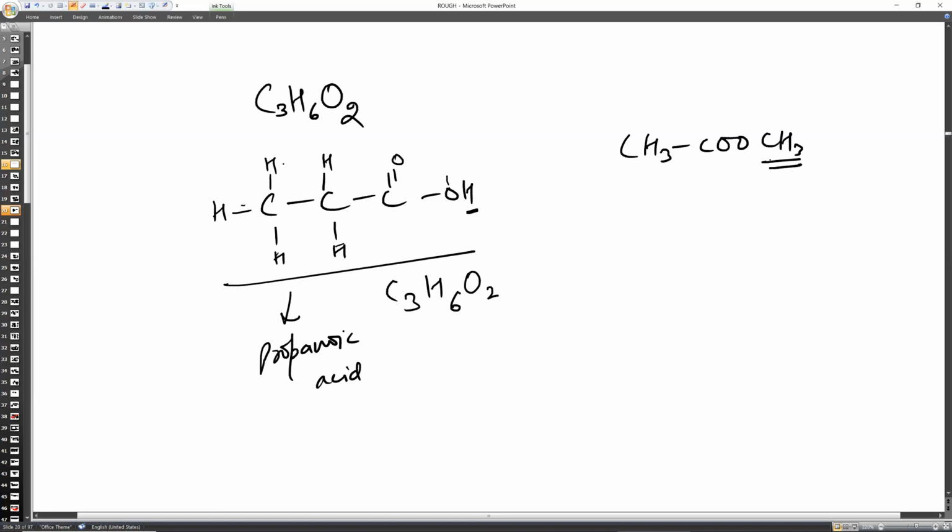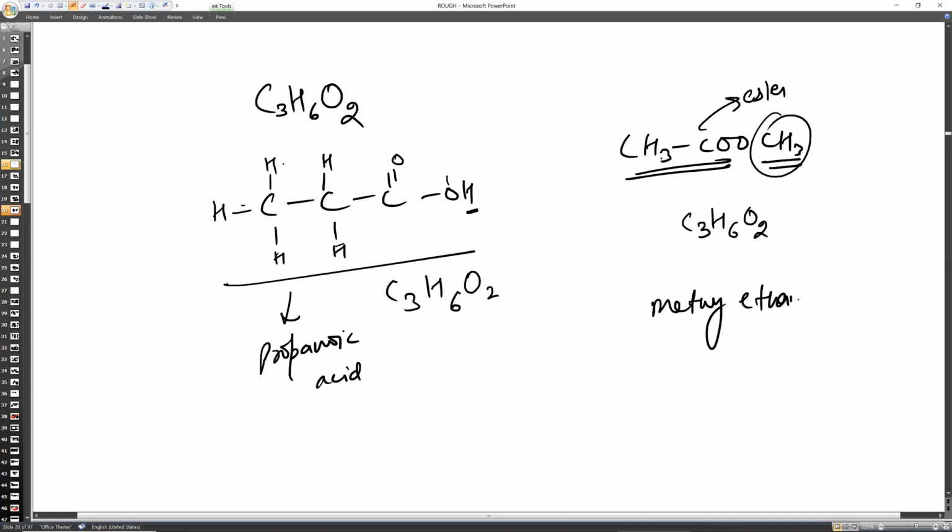So this is methyl ethanoate, and it has general formula C3. You can count 3 hydrogen here, 3 here, 6 hydrogen, and 3 carbon and 2 oxygen. So they both can have this. This is an ester, and the name for this one is methyl ethanoate. So the condensed formula for carboxylic acid and ester could be the same.